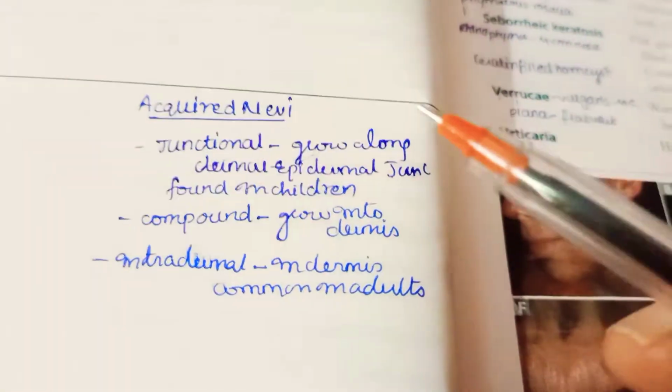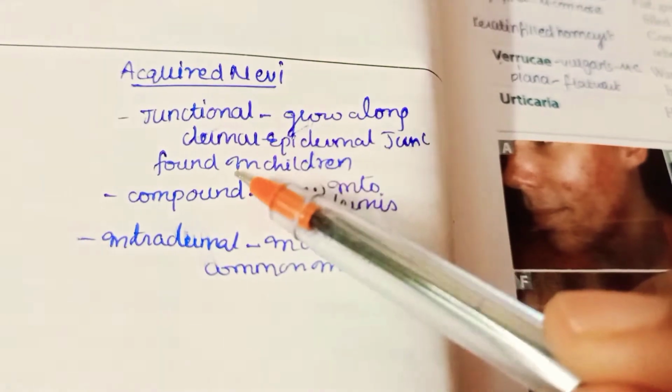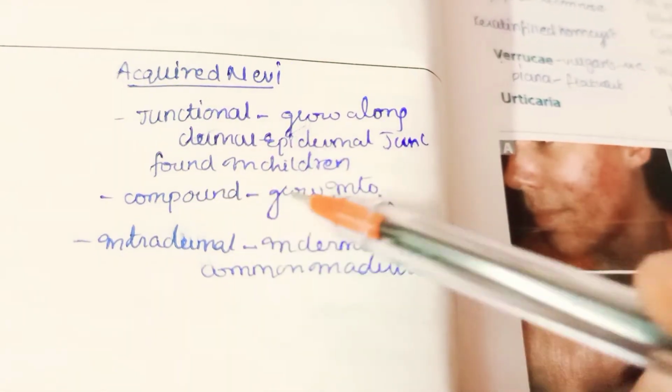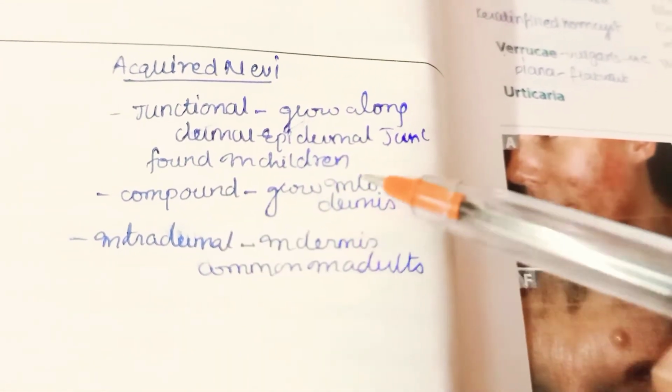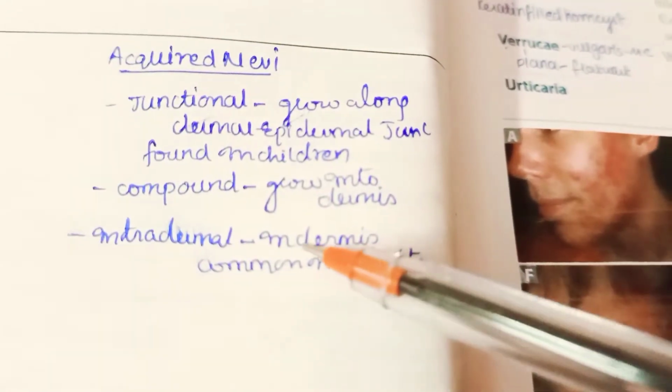Actually, acquired nevi are divided into three types. Junctional nevi grow along the dermal epidermal junction, found in children. Compound nevi grow into the dermis. Intradermal nevi are seen in the dermis, common in adults.